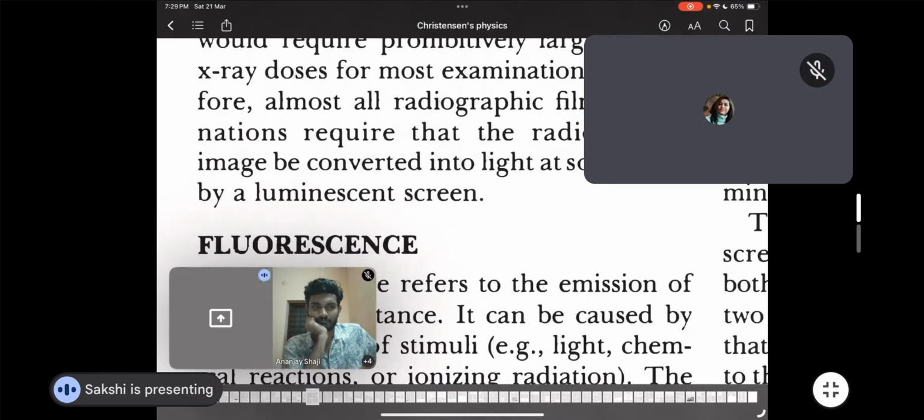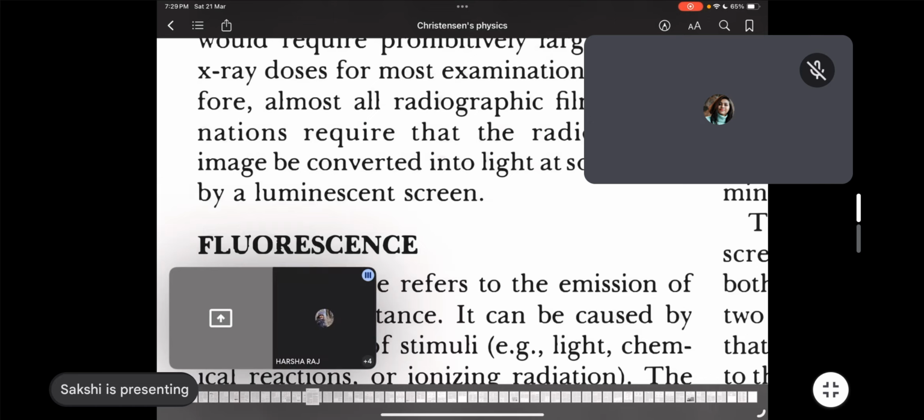So all the radiographic film examinations will require the radiographic image to be converted into light, and that conversion is only because of what? The intensifying screen. So that is what a luminescent screen is, what exactly?